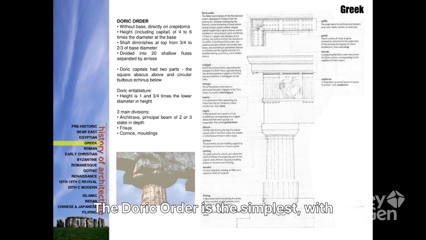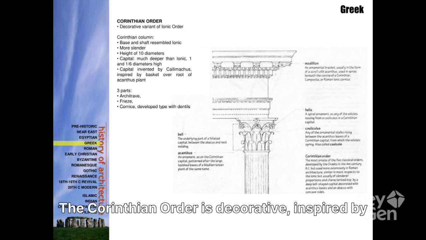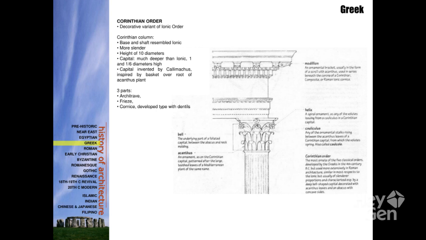The Doric order is the simplest, with sturdy, fluted columns. The Ionic order has elegant volutes and slender proportions. The Corinthian order is decorative, inspired by acanthus leaves.